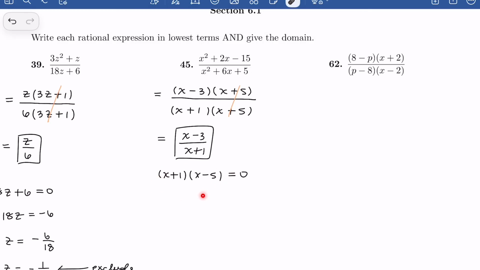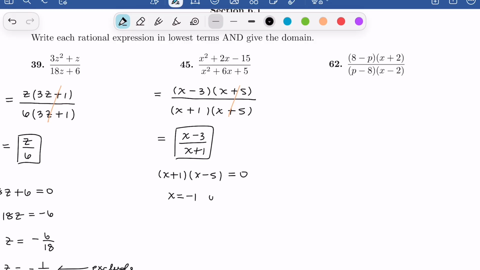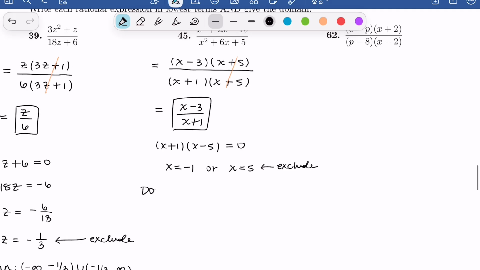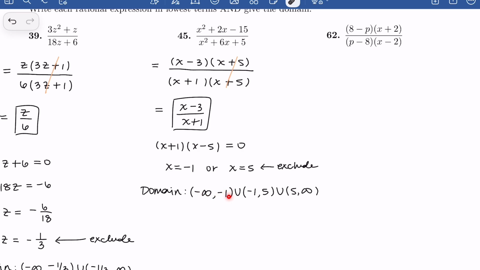So we can use our zero factor property to see what values of x will make this statement true. So we're going to end up with x is equal to -1 or x is equal to +5. So these are the values that we are going to exclude from our domain. So our domain for this one in interval notation is going to be -infinity all the way up to -1, but not including -1. Then -1 up to 5, but not including either of those, and then 5 up to infinity. So we're saying everything up to -1, everything in between, and then everything past.